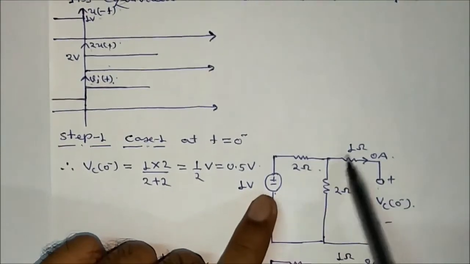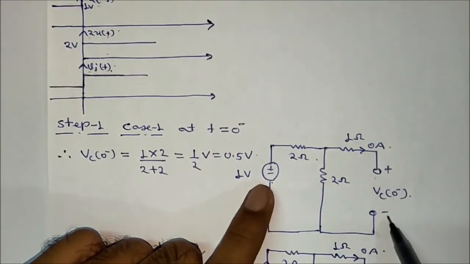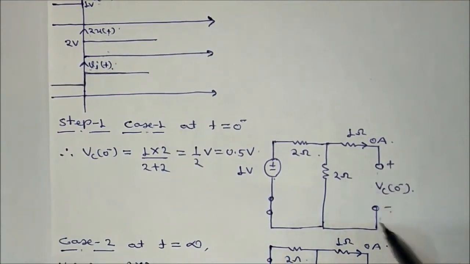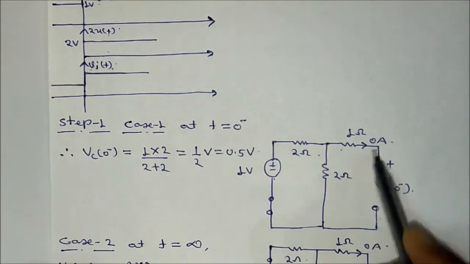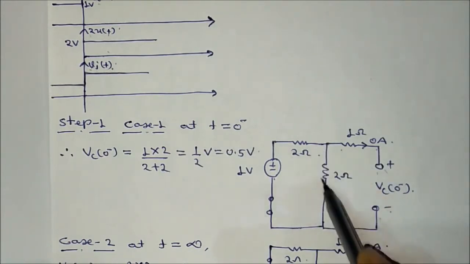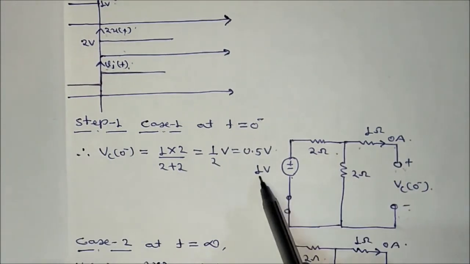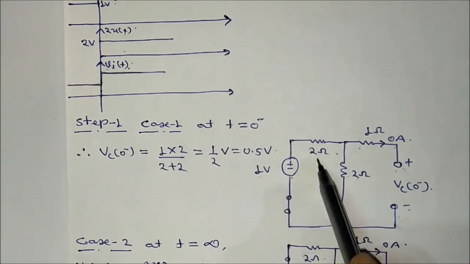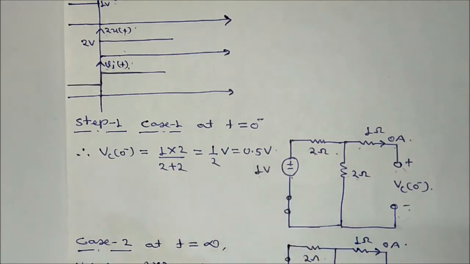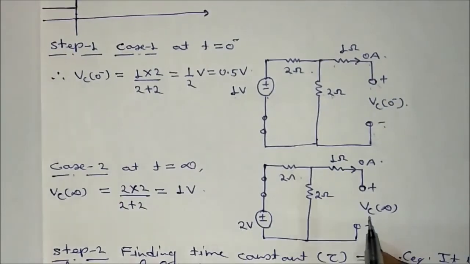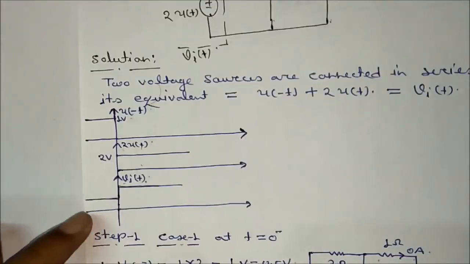Now draw the circuit. The capacitor will be open circuited. If it is open circuited, this voltage will be the same as this voltage, because this current will be 0. So how much voltage will be here? You can easily calculate it by using the voltage division rule: 2 into 1 divided by 2 plus 2, that is equal to 2 by 4, that is 0.5 volt.